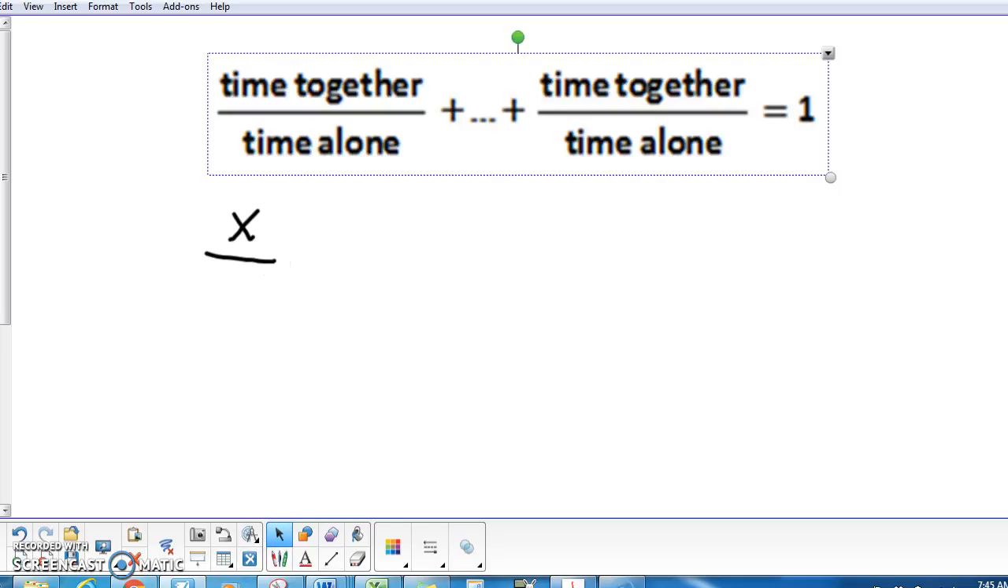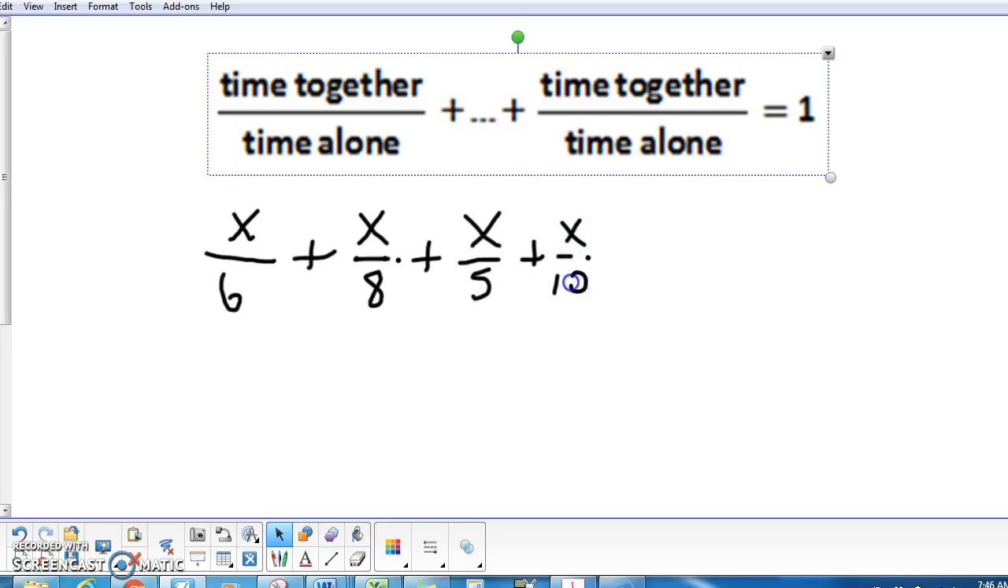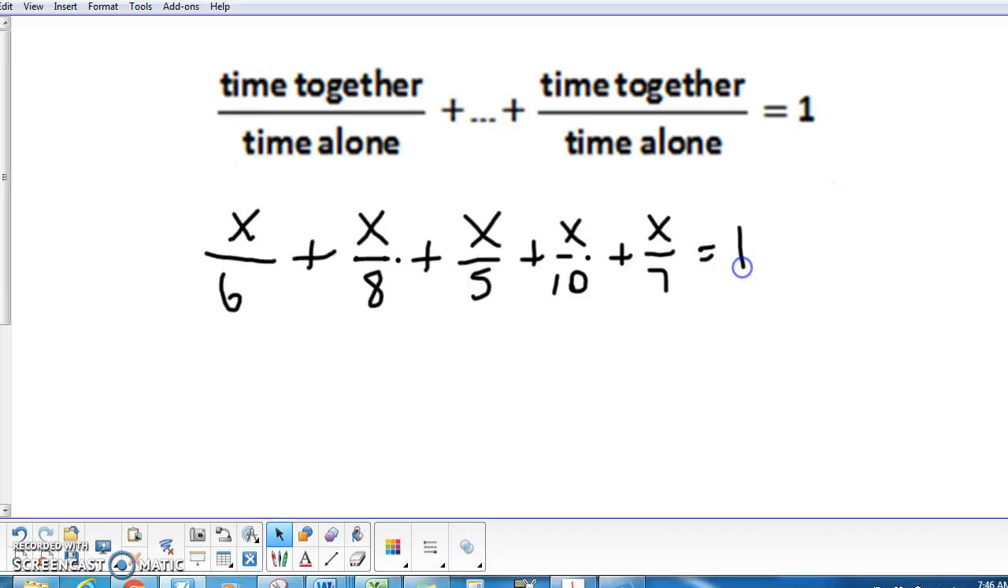So maybe it'll take the first person 6 hours. Maybe it would take the second person 8 hours. Maybe it would take the third person 5 hours. Maybe it would take the fourth person 10 hours. And the last person 7 hours. Then you just need to solve that equation. So you have a fraction for every piece, everything that's working together. So if there's 3 things that are working at the same time, then you have 3 pieces to it.